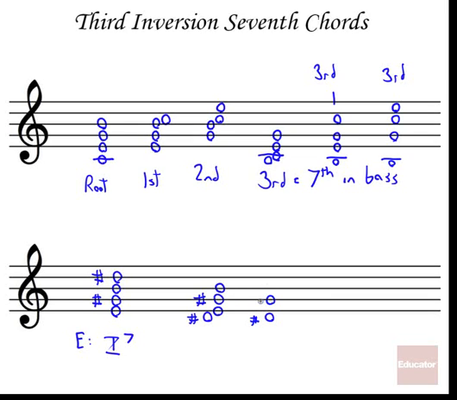So we could have G sharp, B, E, D sharp, B, E, G sharp. So again, these are all third inversion, because the 7th is in the bass.